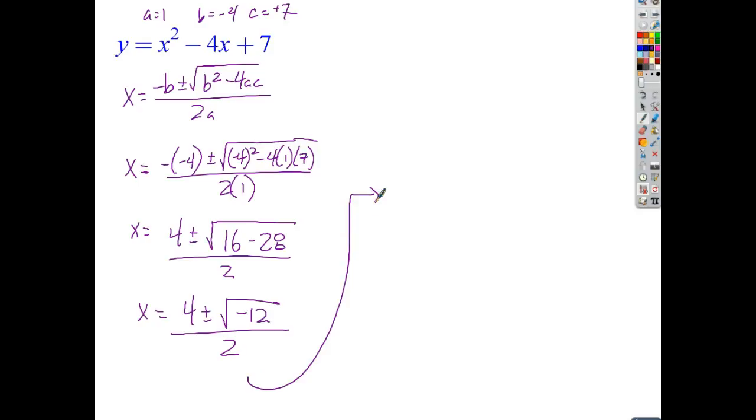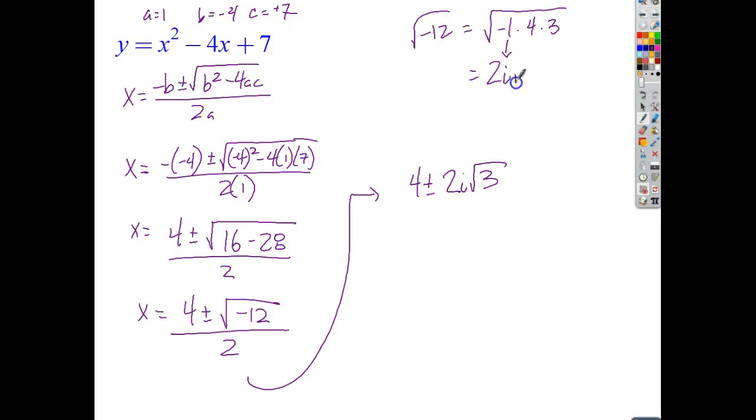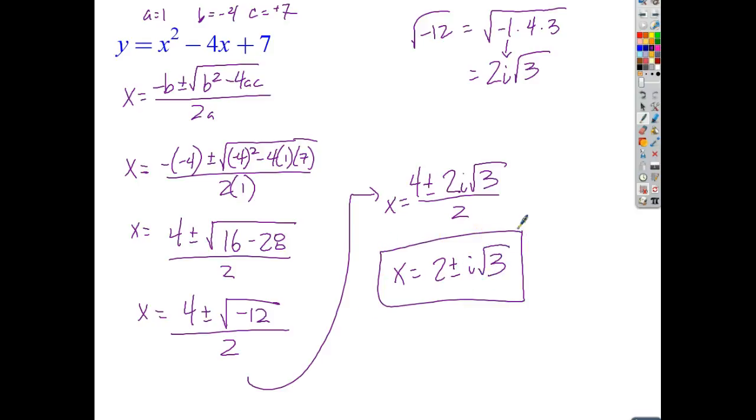how can I do that? Radical negative 12, right? So let's see, 4 plus or minus any perfect squares in there. Yep, 4 comes out of there. So 2i radical 3, because radical negative 12 is equal to radical negative 1 times 4 times 3. So this becomes i, and 4 becomes 2, and then the radical 3 is still in there, all over 2, so then I can divide by 2. Everything has a factor of 2, so I could say x is equal to 2 plus or minus i radical 3. Awesome.